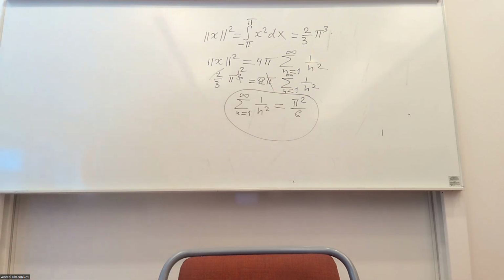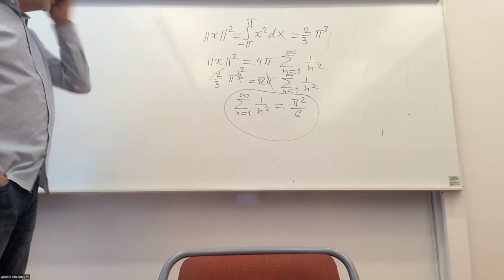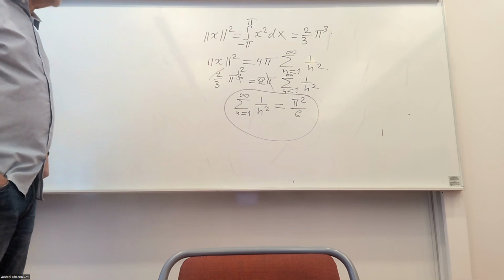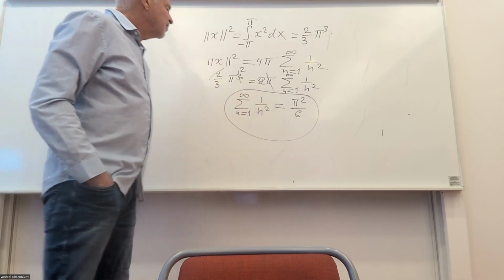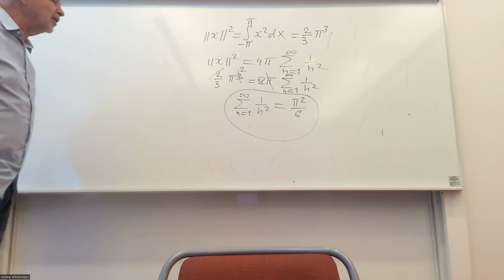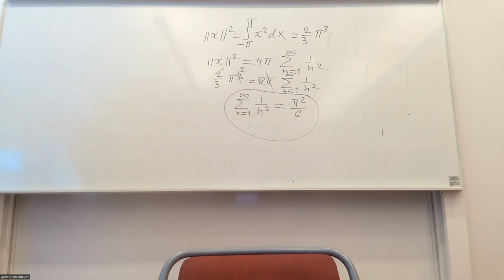I will send you one similar problem, and you will just repeat all this and find the sum of another series, maybe 1 over n to the degree 4. But the machinery is the same: Parseval equality, expansion into the Fourier series.